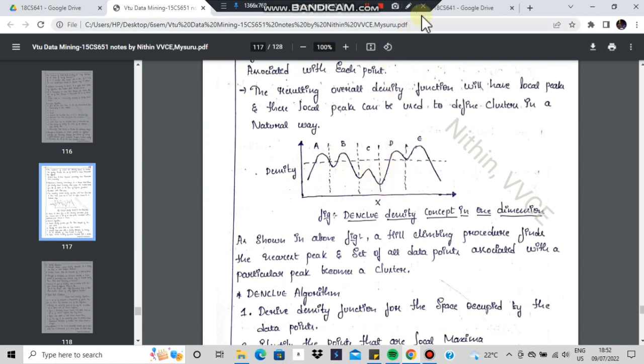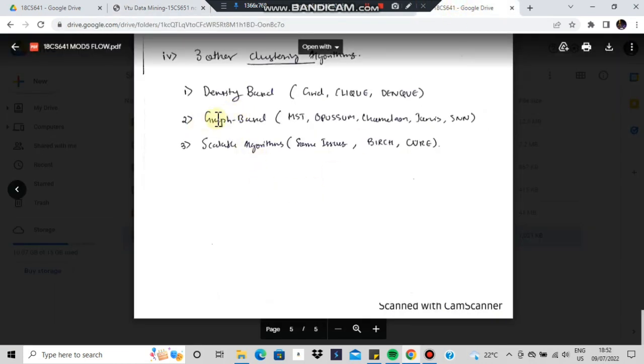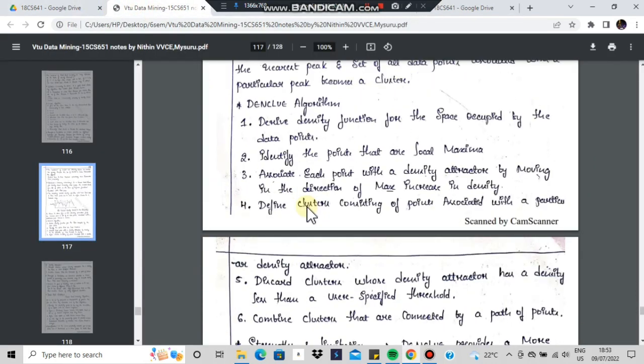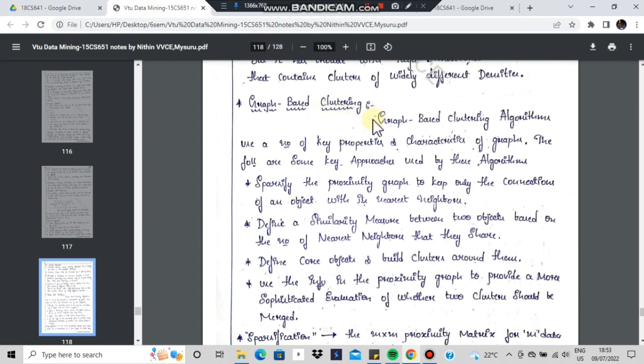Which is more than the threshold, we'll consider that. Then we have graph based and scalable. In graph based, we have five: MST, OPOSSUM, Chameleon, Jarvis-Patrick, and SNN. So let's see what is there in each of these. In graph based, we'll be classifying by using the graph properties of the algorithm.